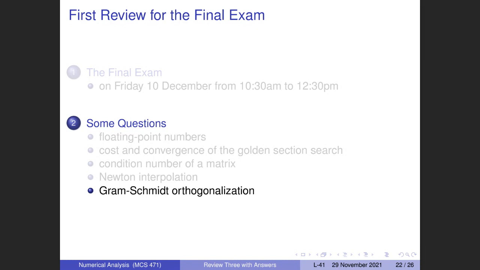We can solve linear systems with orthogonalization if we modify the Gram-Schmidt method, but we can also use the Householder QR.